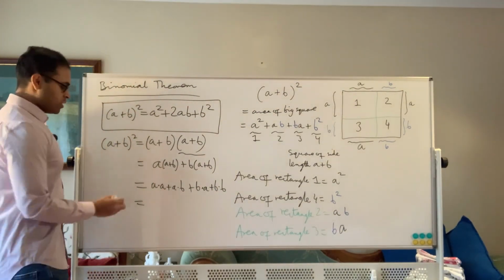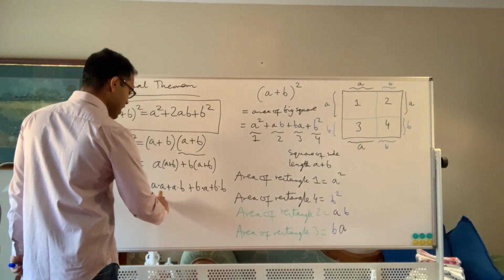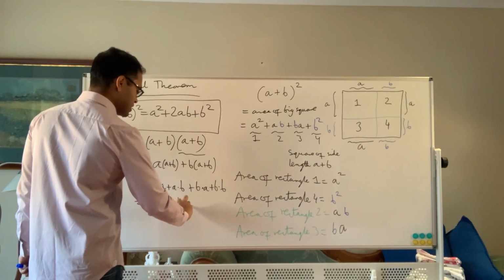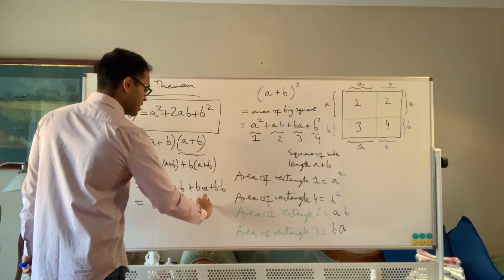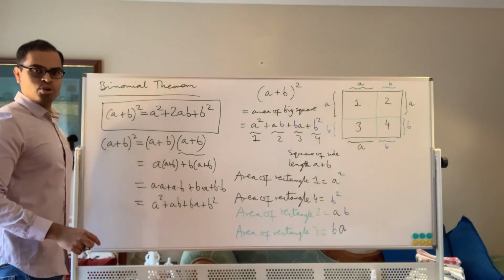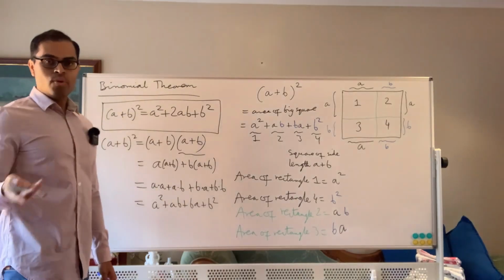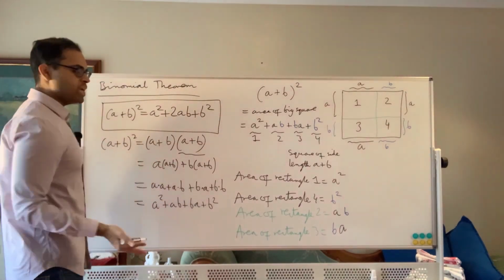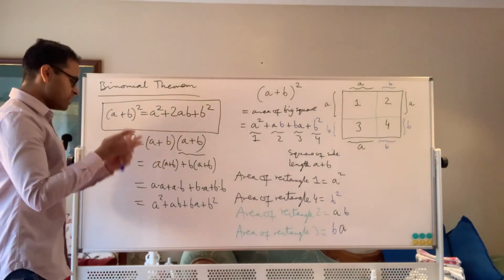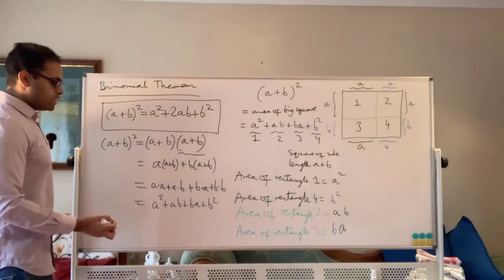And now we know that a times a is just a squared, right? So we get a squared plus ab plus ba plus b squared. And this is why I wrote down the ab and ba over there, just to show you that it's a thing we take for granted, but it is true and important that the order of multiplication doesn't matter.